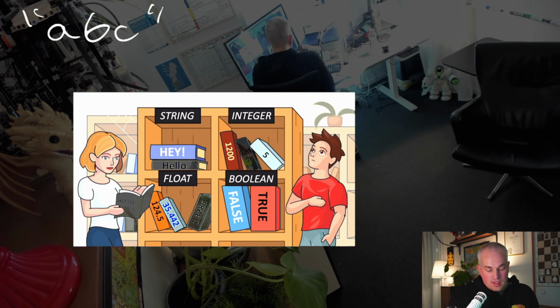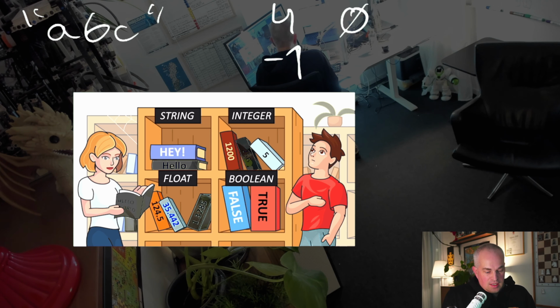So there we have your numbers, 5, 256, 1200. So those are whole numbers. Could also be 4 or -1 or 0, for example.